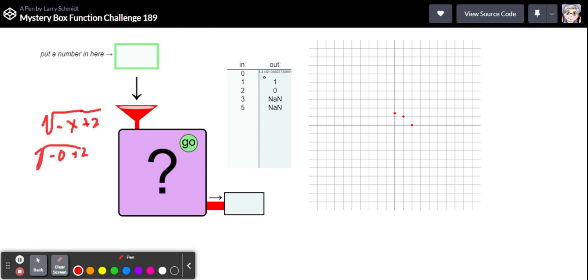And when I put in 0, I got this 1.414. That's the square root of 2. That's the decimal approximation for the square root of 2 that I recognized. And when you put in a 2, of course, negative 2 plus 2 would be 0. You'd get 0. So that works.